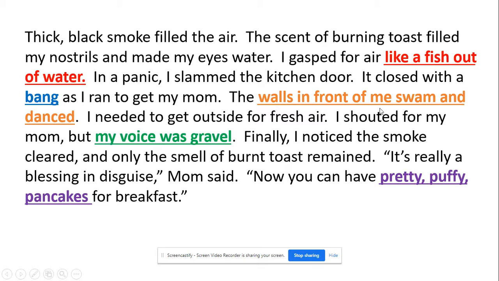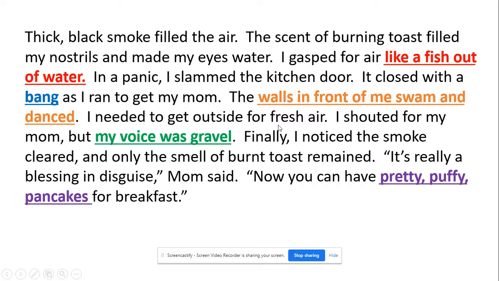The walls in front of me swam and danced. So let's think about this. The air is filled with smoke. He's gasping for air like a fish out of water. He's slamming the kitchen door. The walls in front of him swam and danced. We know that walls do not swim and dance. He might have been a little weary just from all the smoke, and it might have looked like the walls were swimming and dancing. This would be an example of personification because they are giving lifelike qualities to the walls.